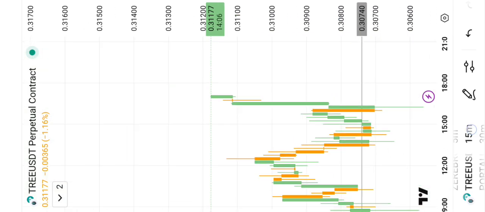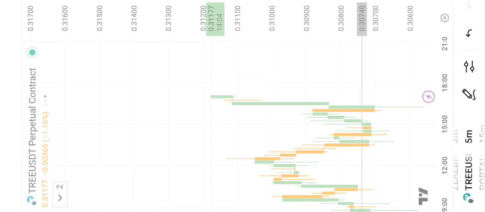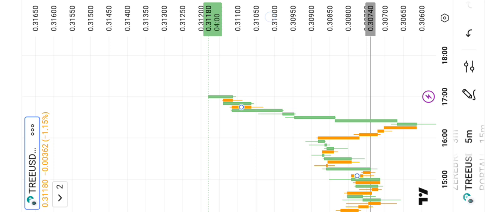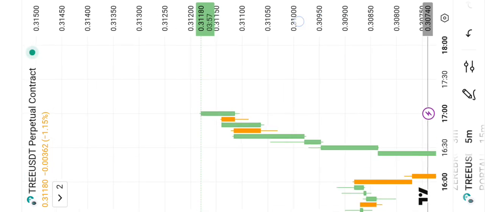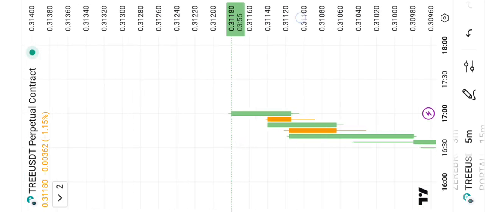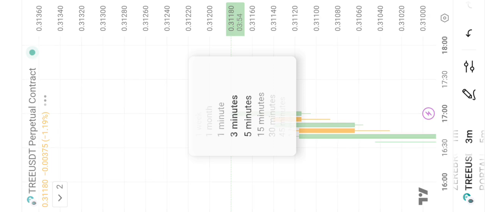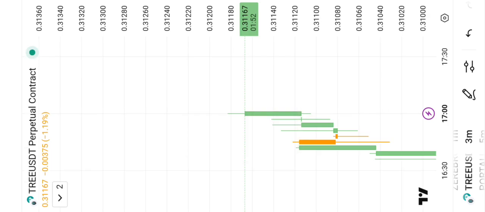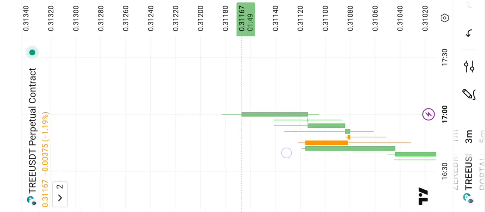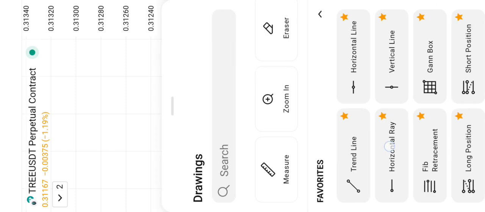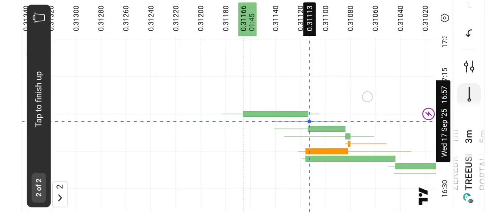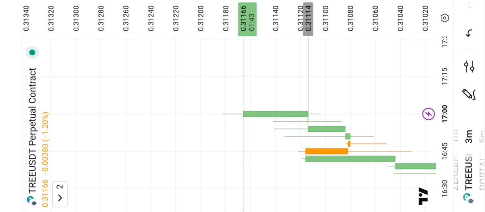Let me change this to 5 minutes. This is a bullish candle. So let's wait for the next 5 minutes, or let me just say 3 minutes. You can see that the candle is going bullish. It opens here. This is where it opens. Then it's trying to close.